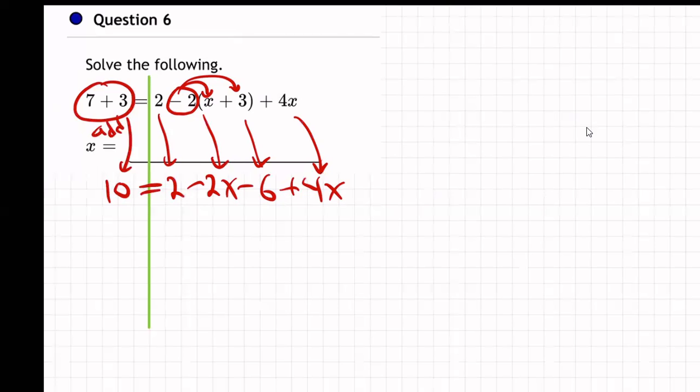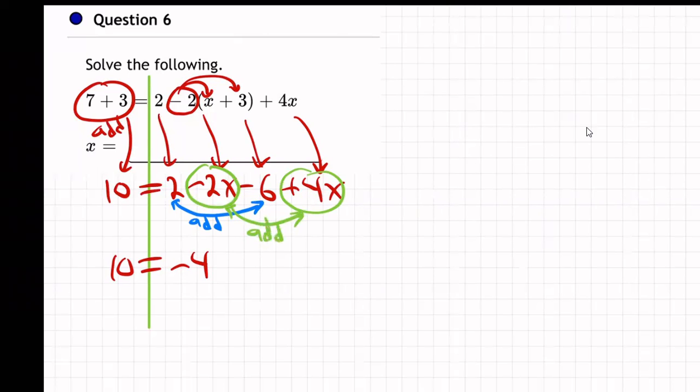And now we're going to combine things. So these guys, we can now add. So we'll get 10 equals 2 and 6 makes 8. Oh, no, 2 minus 6. I didn't look closely there. 2 minus 6, that's negative 4. And then this guy and this guy, we can also add. When I say add, I mean add or subtract. And so it's really subtract, isn't it? 4x minus 2x is plus 2x.